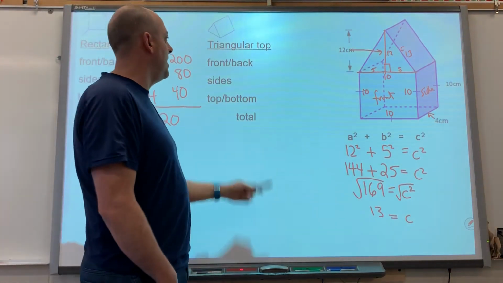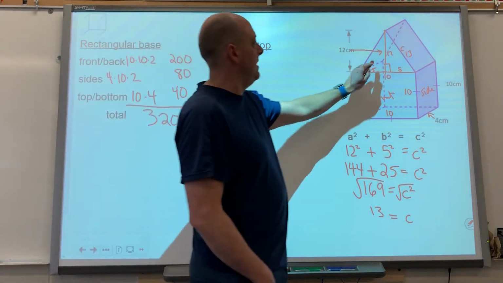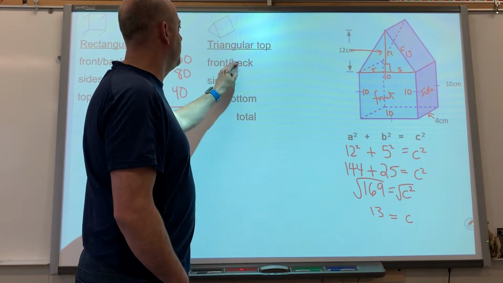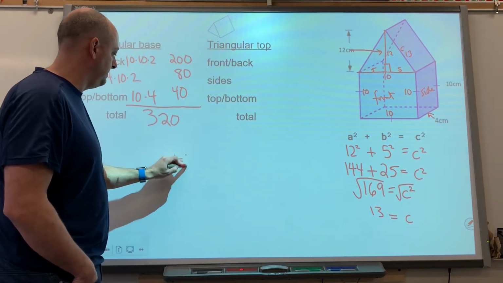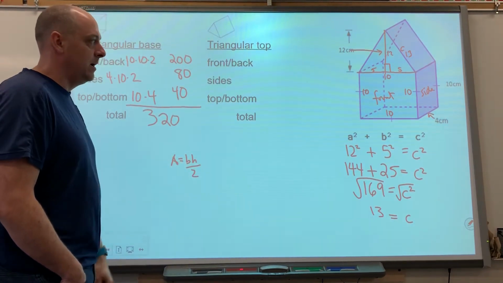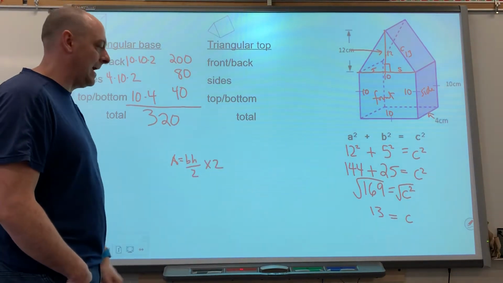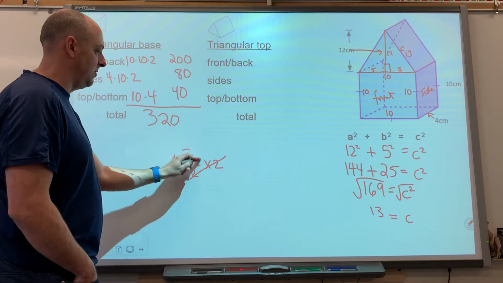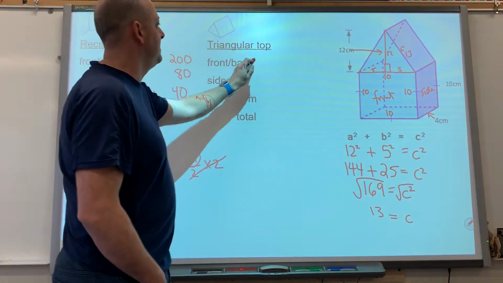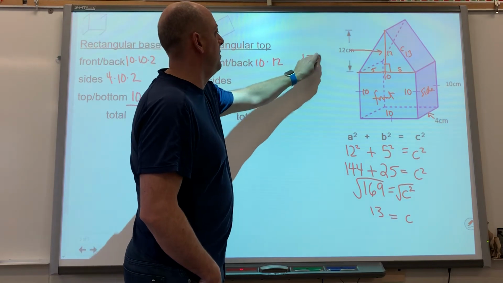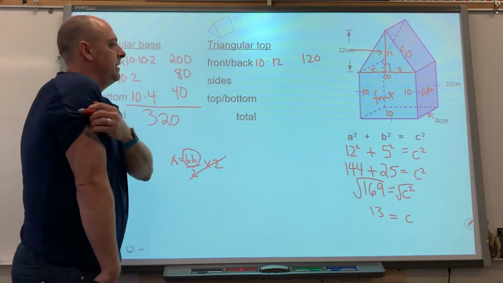For the triangular top, the front and back is a 12 height by 10 base. Remember, the front and back is area equals base times height divided by 2. But that's for the front. If there's 2 of them, because we have the front and back, we just cancel these out and do the base times the height. So the base is 10, and the height is 12, and that gives us 120. 12 times 10 is 120.